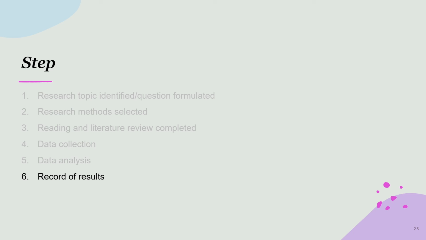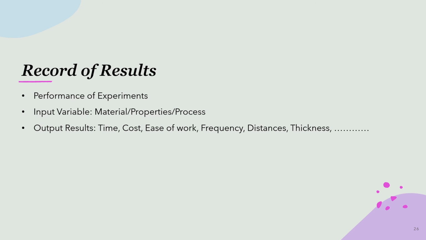Step 6, record of results. Now that you have had additional information in your research, you may want to perform experiments in your processes. It is quite important to record these results. So you'd want to record what drum material you're using, possibly the properties of them, and the processes that you are going to use.